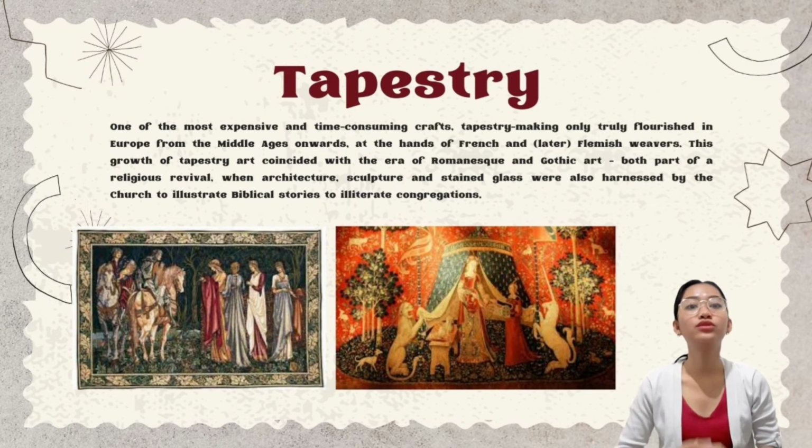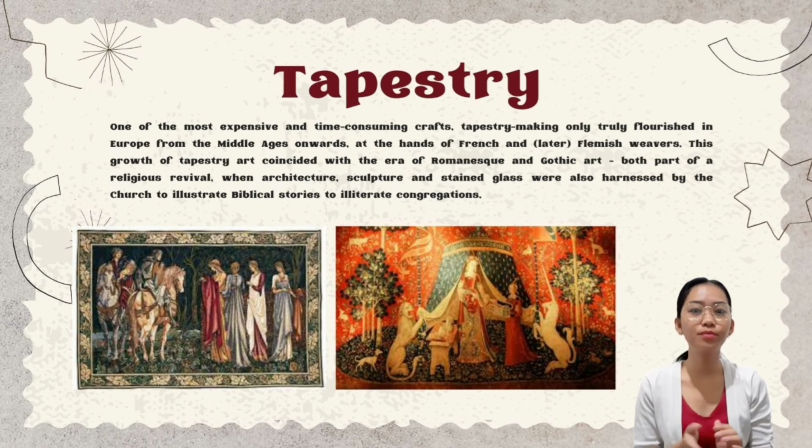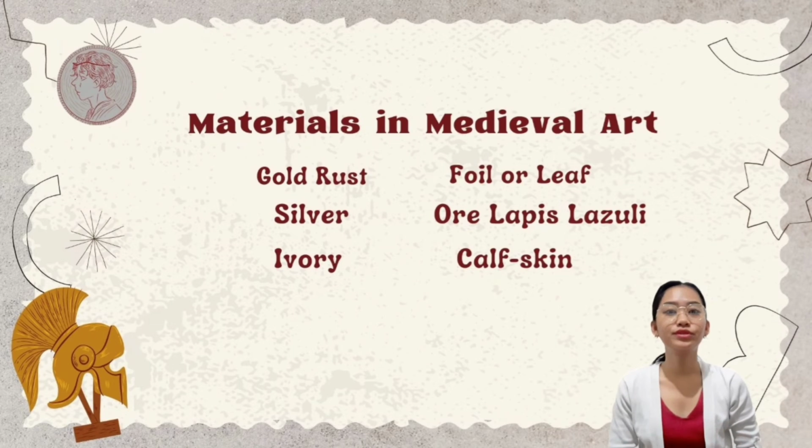Tapestry making only truly flourished in Europe from the Middle Ages onwards at the hands of French and later Flemish weavers. So this growth of tapestry art coincided with the era of Romanesque and Gothic art, both part of a religious revival when architecture, sculpture, and stained glass were also harnessed by the church to illustrate biblical stories to illiterate congregations. Now let me introduce to you the materials used in medieval art.